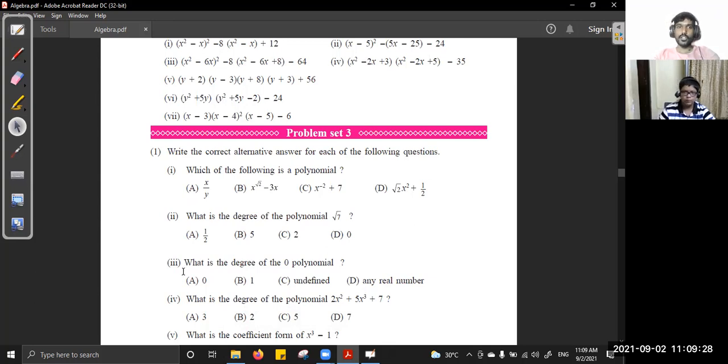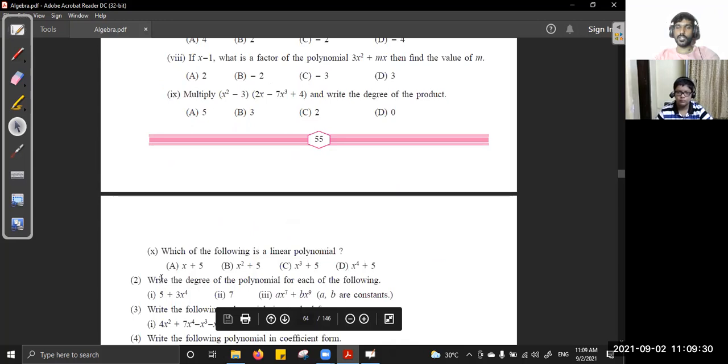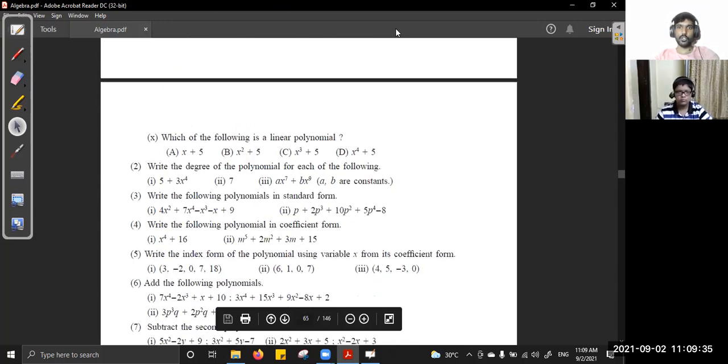Tomorrow I'll start with the third lesson of geometry. So we'll stop here. Tomorrow be ready with geometry. Which chapter is it?